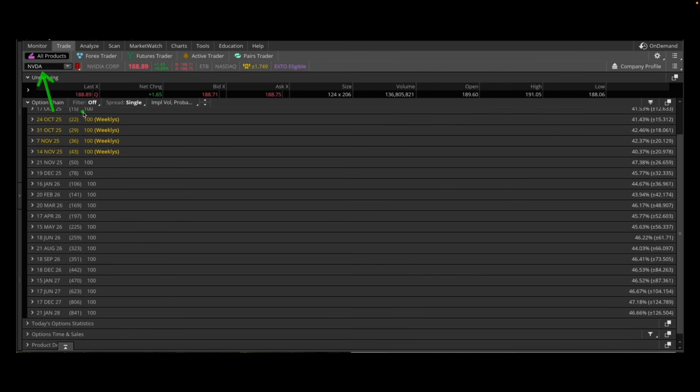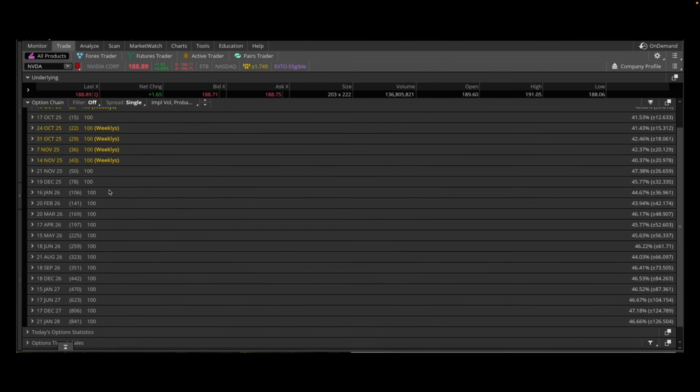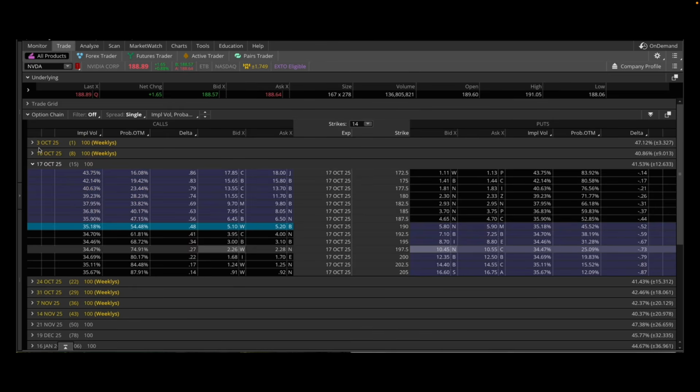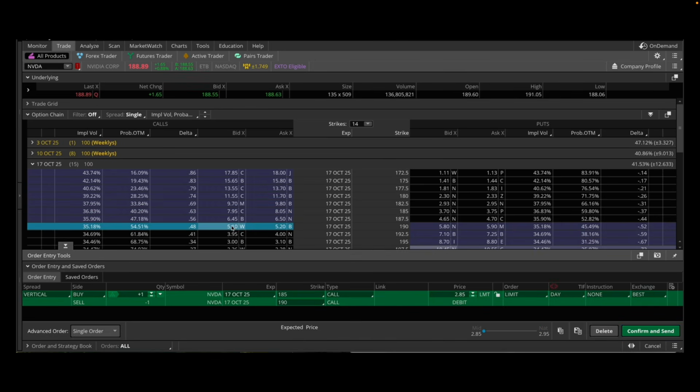So let's look at a real-life example of this with nvidia. We are in the thinkorswim trading platform this time, and I have nvidia populated in the trade tab, and it's currently trading at $188.89. And let's say for the sake of this example, I'm interested in entering into a 185, 190 strike bull call spread.